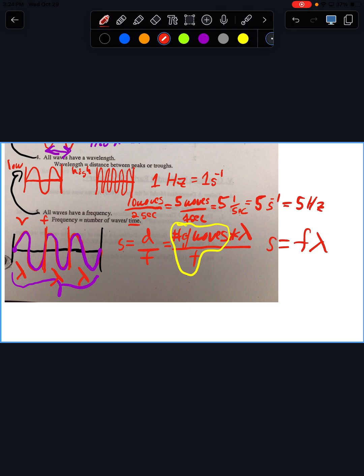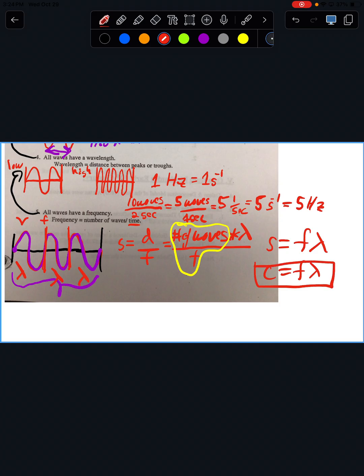This equation is good for any wave. Sound wave, water wave, seismic wave. It's the frequency times the wavelength gives you the speed. Okay? Frequency is not the speed of the wave. Now light, we said, was special. Light always travels at the same speed. So we're going to modify this equation for light.